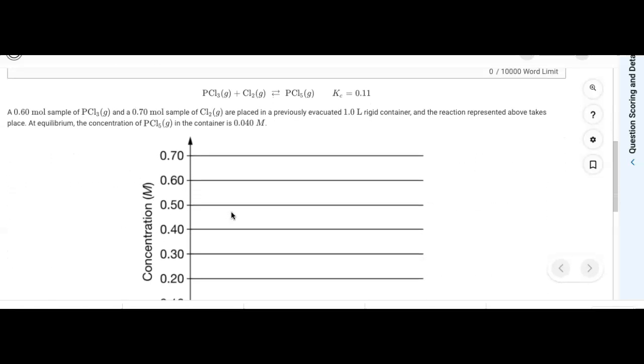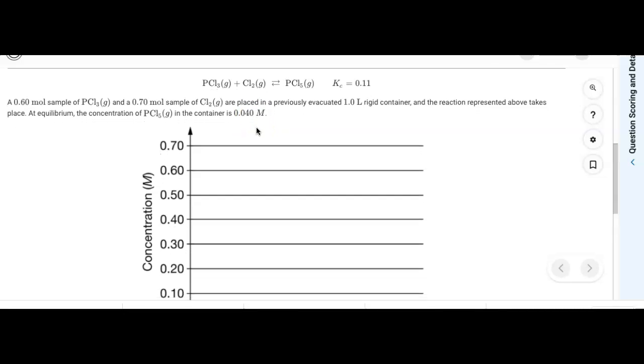Part C, now we're told that we have 0.6 moles of PCl3 and 0.7 moles of Cl2 in a 1 liter container. Well, molarity is moles per liter, and since it's 1 liter, 0.6 moles would mean we have a 0.6 molar solution. 0.7 moles means we have a 0.7 molar solution. And at equilibrium, we're told the concentration of PCl5 is 0.5 molar. We want to figure all of this out. So what we need to do is set up our little ICE table here and go to work.